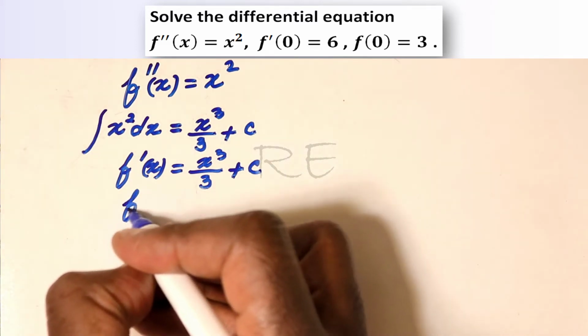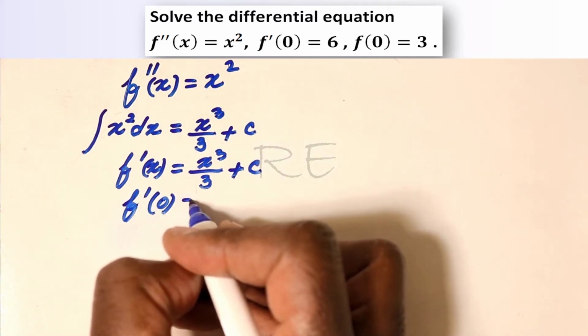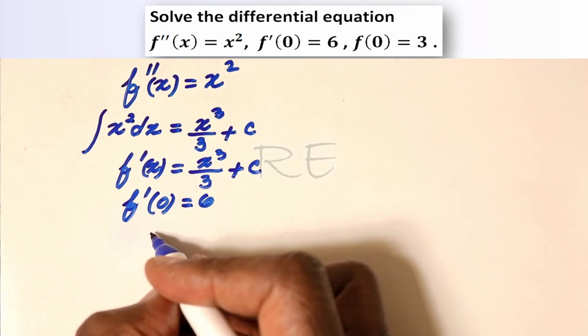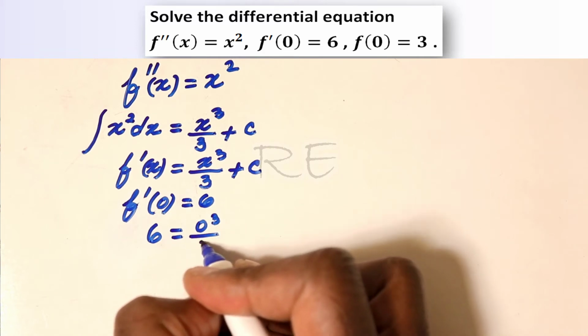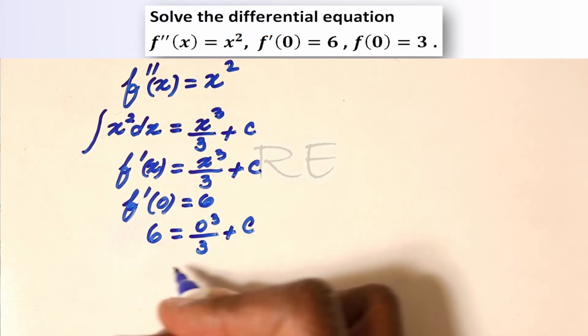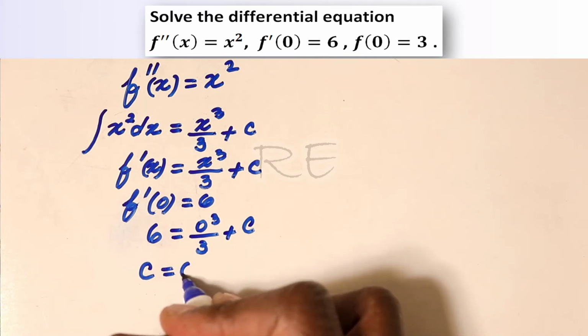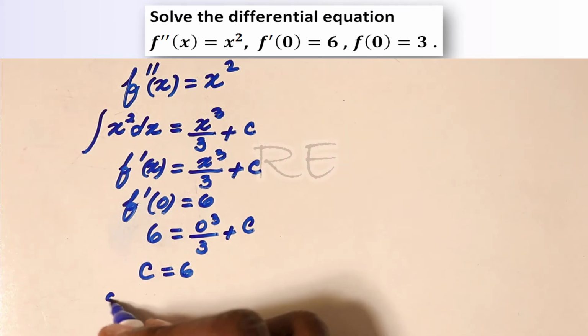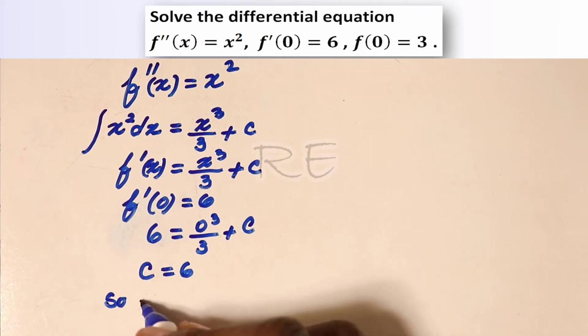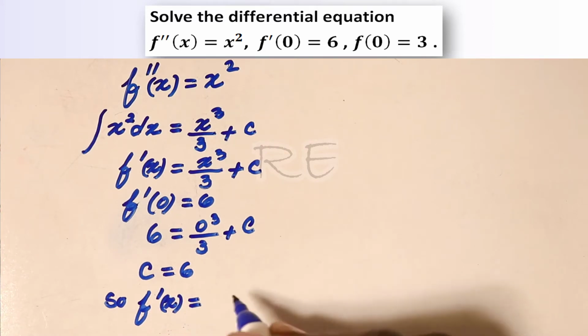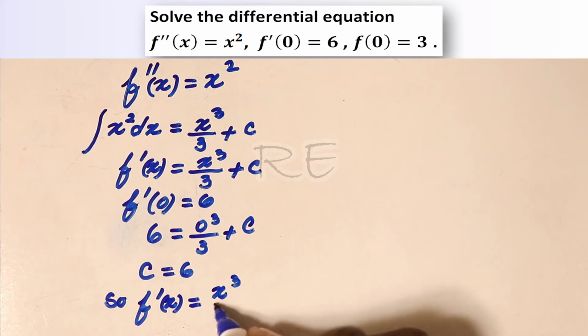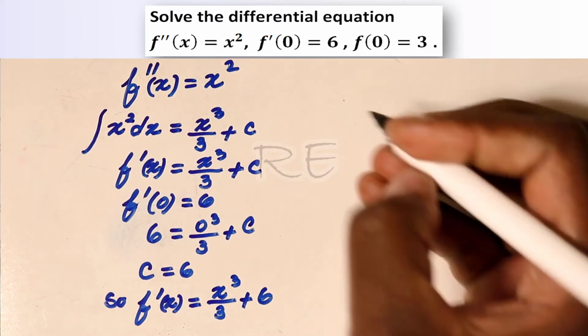The value of the first derivative is given for a particular solution. F of 0 is equal to 6. Therefore, 6 is equal to 0 cubed over 3 plus c. And c, the constant, is 6 for that particular solution. Therefore, f prime of x is equal to x cubed divided by 3 plus 6.